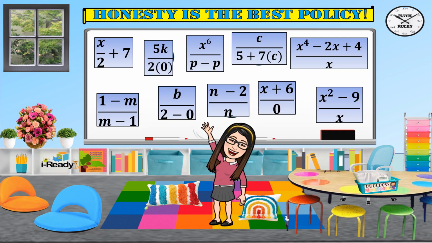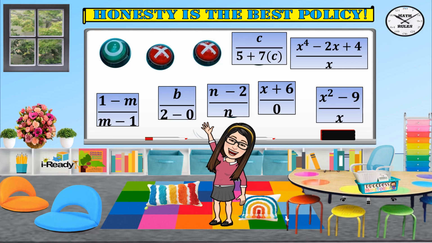X over 2 plus 7. This is green light, a rational algebraic expression. How about 5k all over 2 times 0? This is not a rational algebraic expression. The third one, we have x raised to the 6th power all over p minus p, not a rational algebraic expression. How about c all over 5 plus 7 times c? This is RAE, or rational algebraic expression.